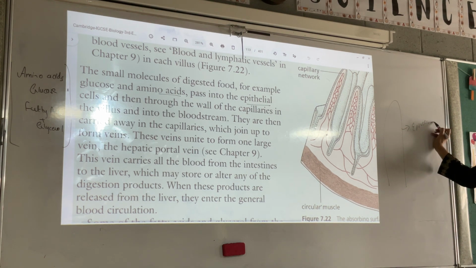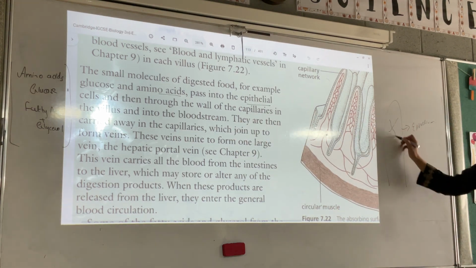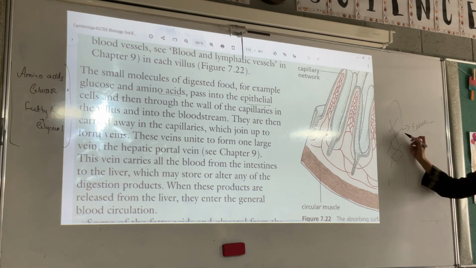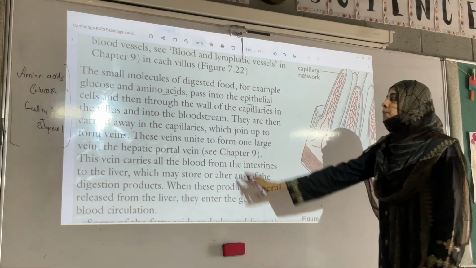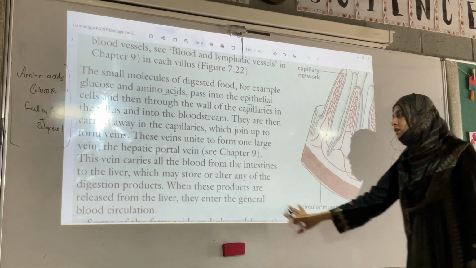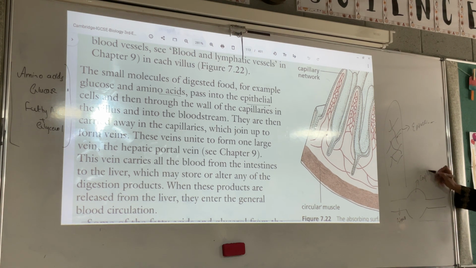After epithelium, they go through the wall of capillaries into the bloodstream, because you see there is capillaries, right? If you see in the labeling, right? So from the epithelium, they go into the blood capillaries, and from the capillaries they go into the blood, okay? And then they are carried into the blood. If you know this or if you don't know this, in our body, first of all there is arteries, then there is capillaries, then there is veins.